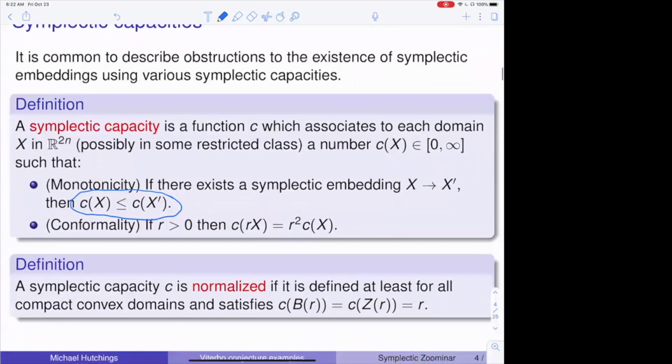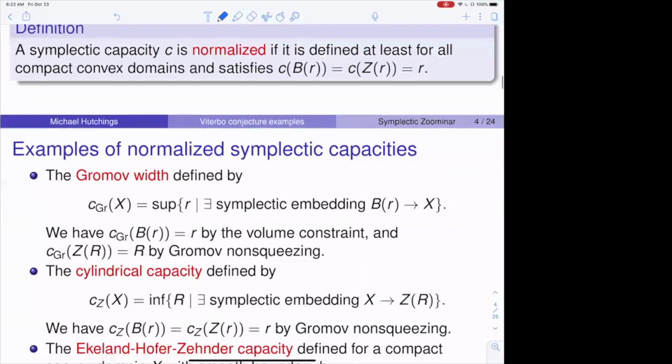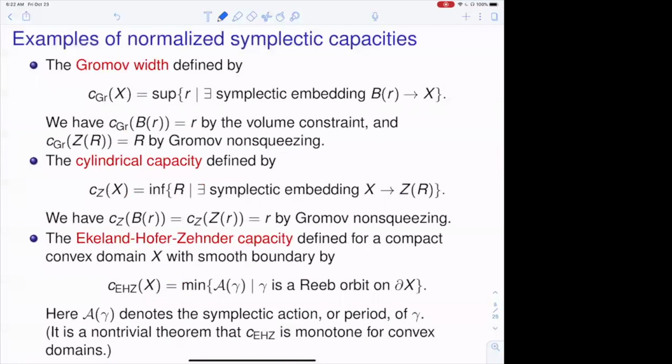And here's some examples. So the first example of a normalized symplectic capacity is the Gromov width. And this is defined to be the size of the largest ball, or a little more correctly, it's the supremum of the size of a symplectic ball that can be symplectically embedded into X. So this is obviously monotone, because if I can embed a ball into X, and if I can embed X into X prime, then I can embed a ball into X prime by composing. And it's also conformal because of my convention for what B of R is.